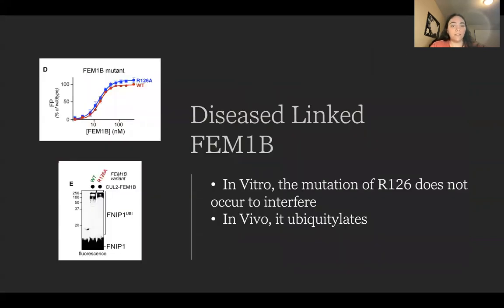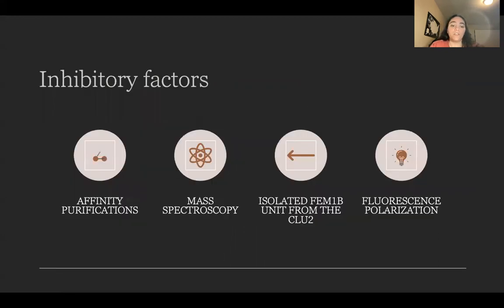So this disease linked to the Fem1b showed a major discrepancy. In vitro, the mutation shown in figure D does not appear to change anything, but in vivo, it showed a gain of function without the impact of recognition in purified settings. So this discrepancy between in vivo and in vitro, specifically of the R126 mutant, led to the idea of an inhibitor.